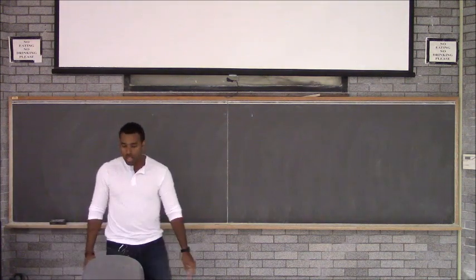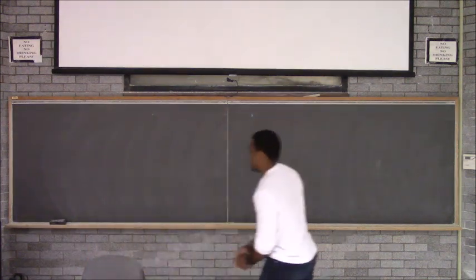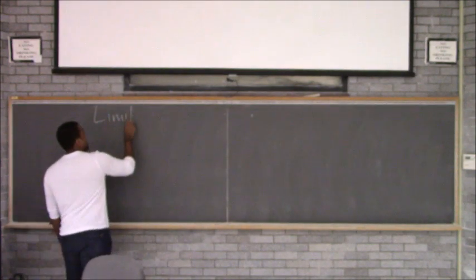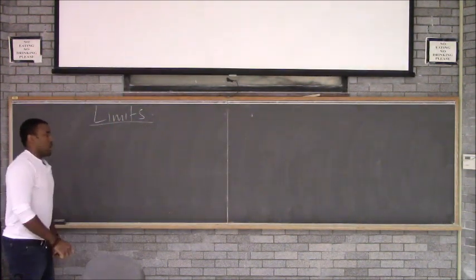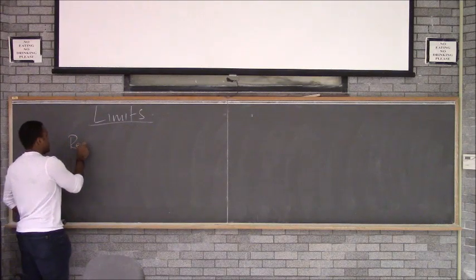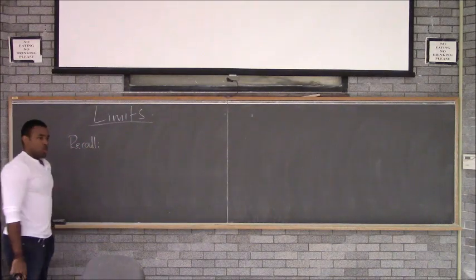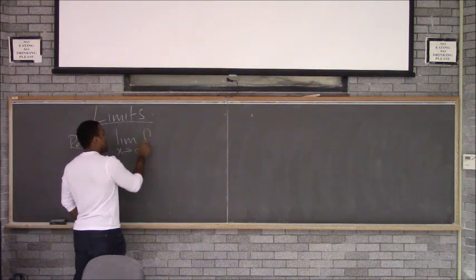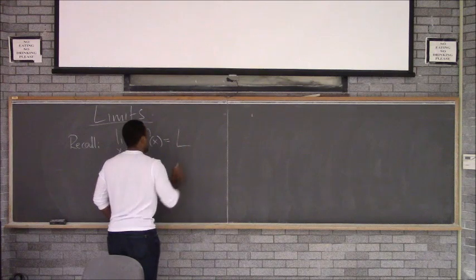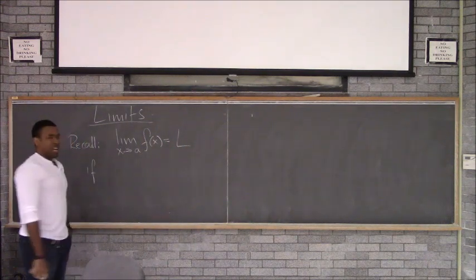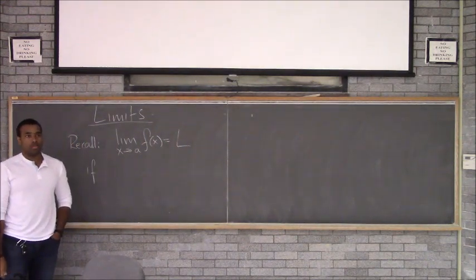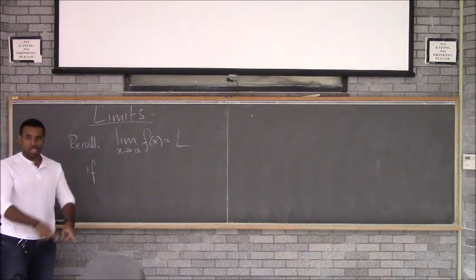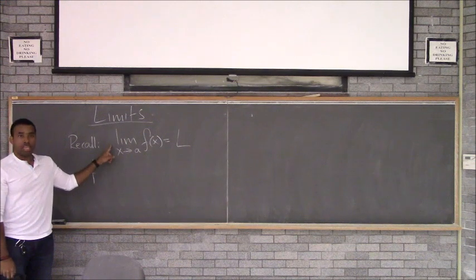But we are just going to continue where we left off. Last time we started talking about the idea of a limit. And recall, we write this notation, this symbol, limit as x approaches a of f of x equals L, if what happens? Someone tell me without looking back at your notes. What does this mean?